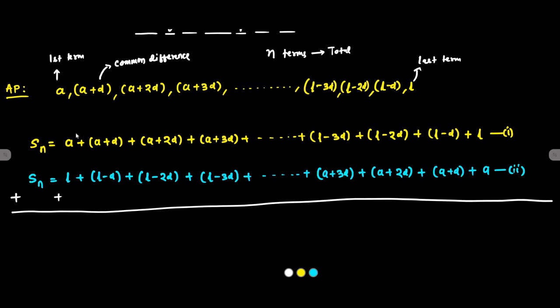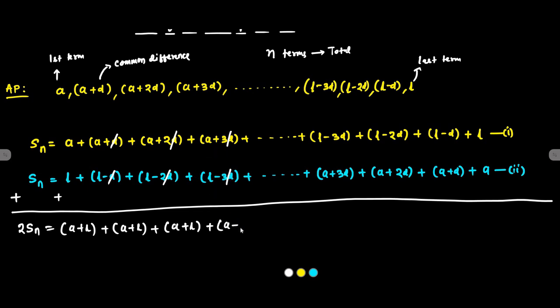So this becomes 2Sn, Sn plus Sn. First term and last term, the sum of these two becomes A plus L. Here we have A plus D, here we have L minus D. Plus D, minus D gets cancelled, and we have only A plus L. Similarly, next A plus 2D, L minus 2D, when we add them, plus 2D minus 2D gets cancelled, we have A plus L. Similarly here, A plus 3D, L minus 3D, plus 3D minus 3D gets cancelled, A plus L.